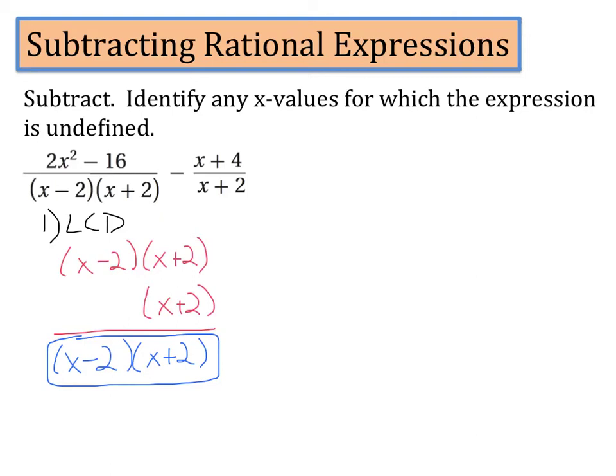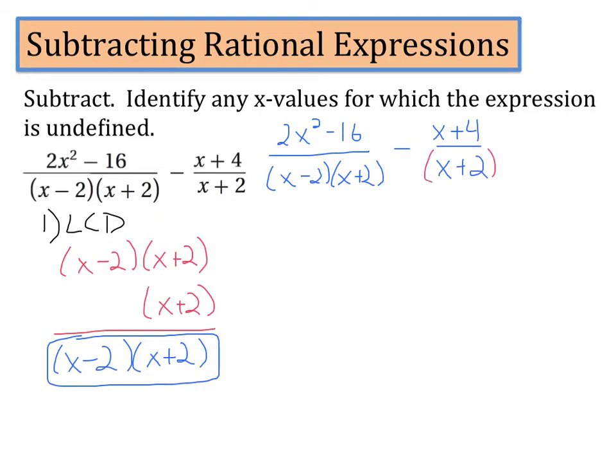So I don't have to add anything to the first one. I can leave that as 2x squared minus 16 over x minus 2, x plus 2. But for my second one, my x plus 4 divided by x plus 2, what do I need to add to that? Well, I need to multiply the top and the bottom by x minus 2.